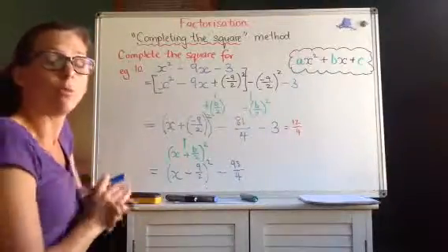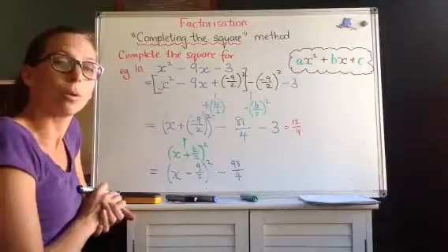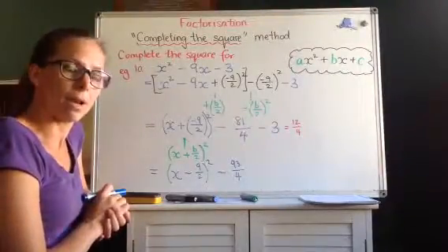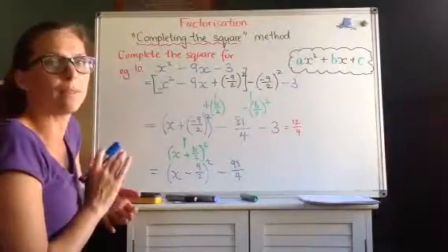Have a go now from chapter 7.3. I'd like you to work through question 2. Okay? And don't worry about factorising at this point. I just want you to complete the square.